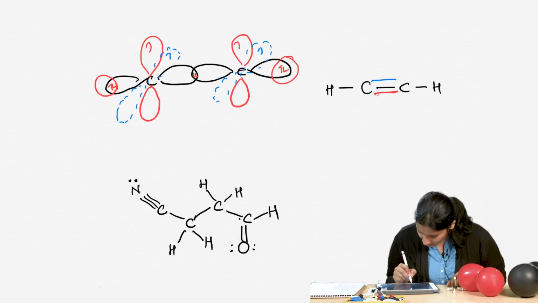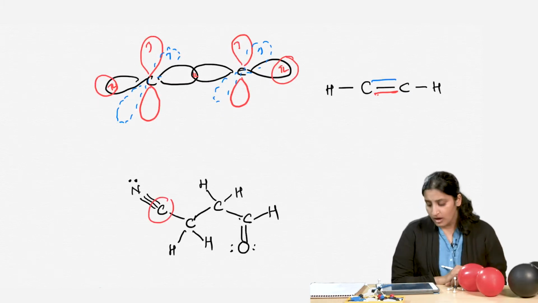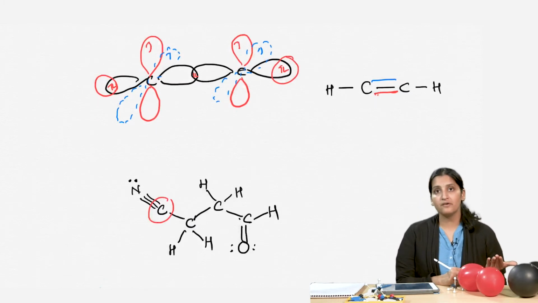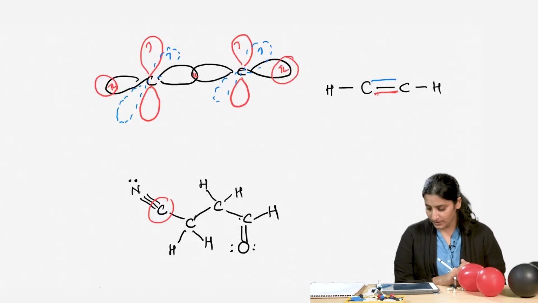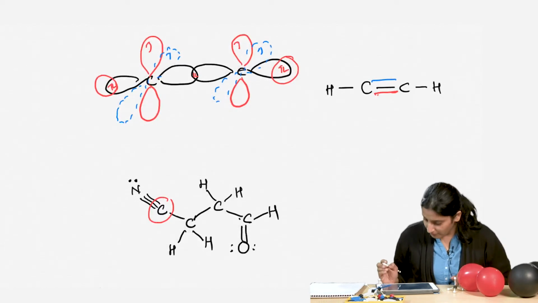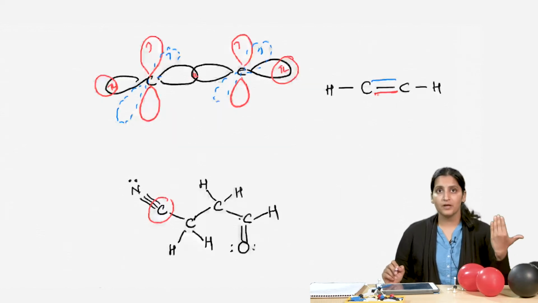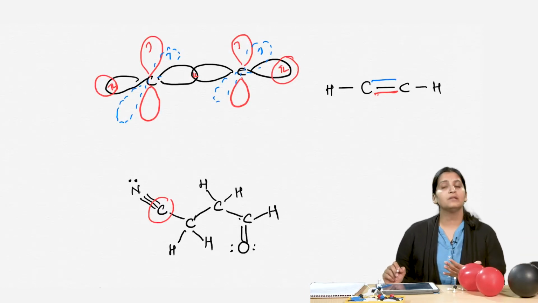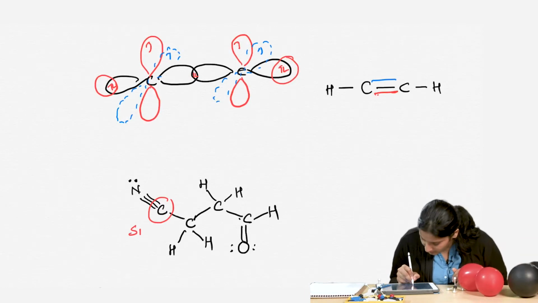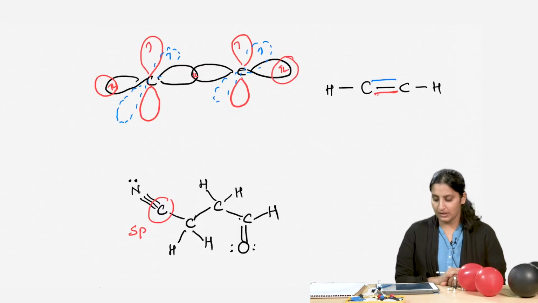So, let us look at this particular carbon here. This carbon is forming a triple bond with the nitrogen and a single bond with the other carbon. So, in fact, it is forming two sigma bonds and two pi bonds. Now, in order to achieve the configuration of 2 sigma and 2 pi, the carbon has to be sp hybridized. So, this particular carbon will be sp hybridized.